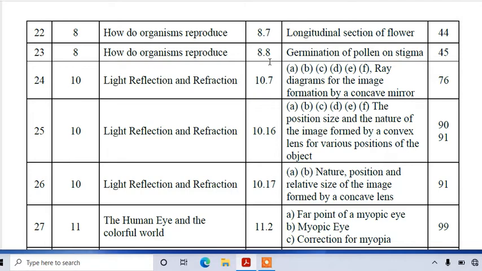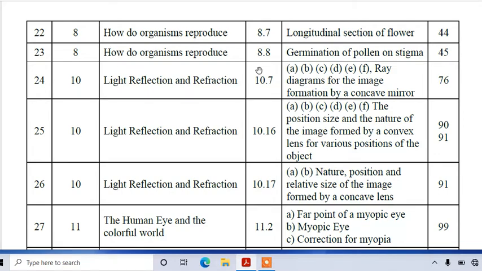From that chapter, figure number 8.8, germination of pollen on stigma. This diagram is also important. Now we have chapter number 10, light reflection and refraction. You know that in this chapter, all the ray diagrams are very important, whether the diagrams are for reflection or refraction.